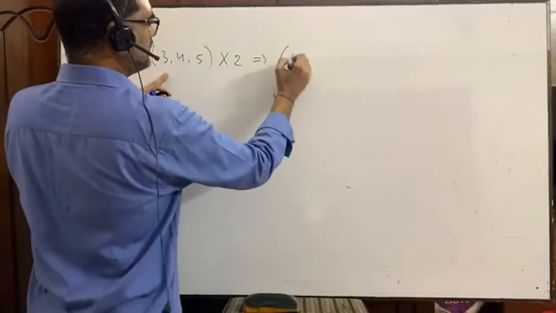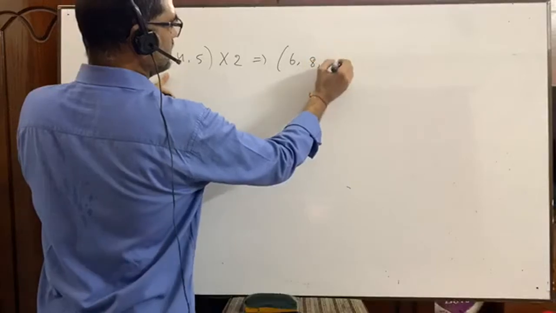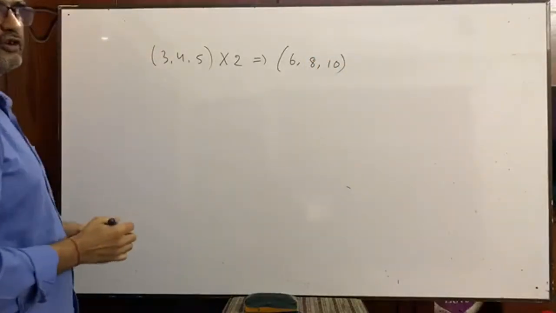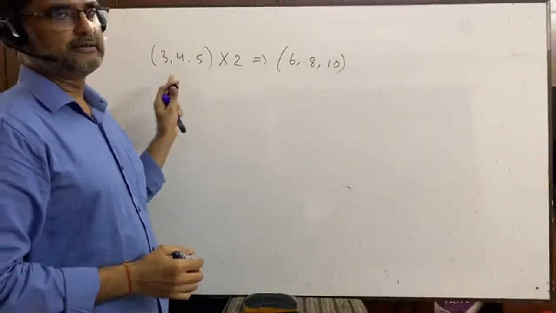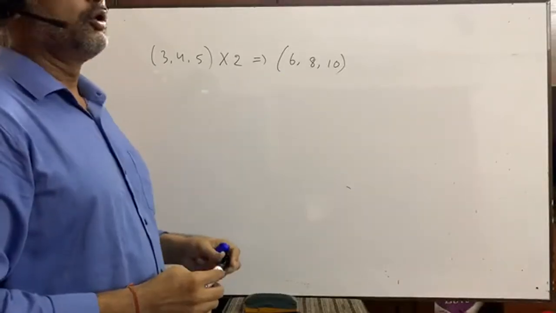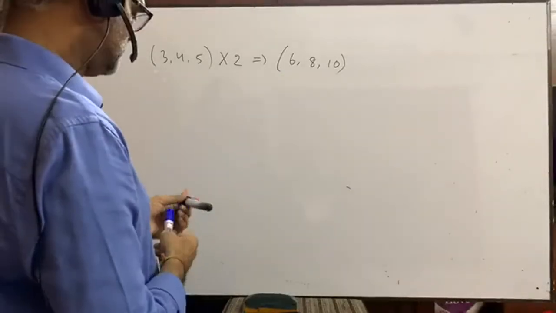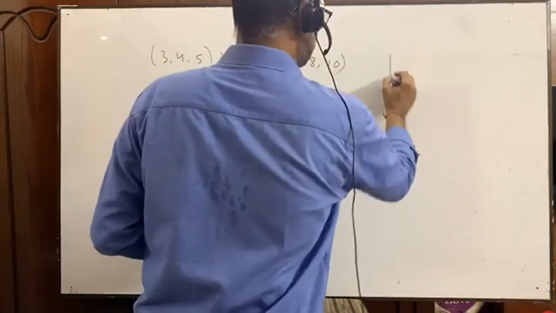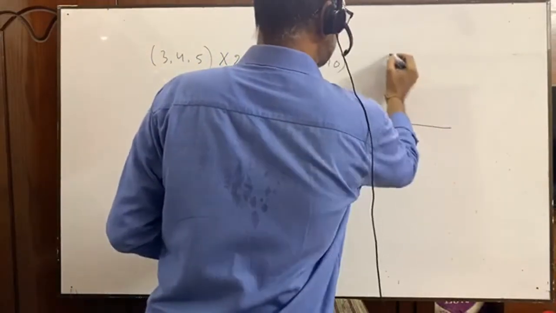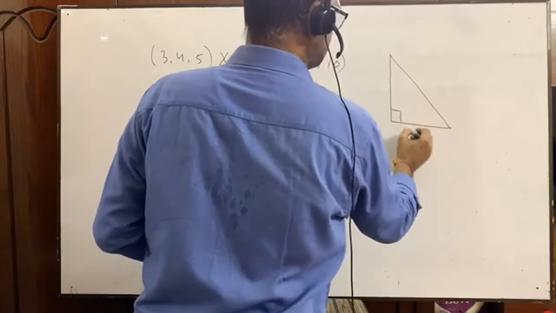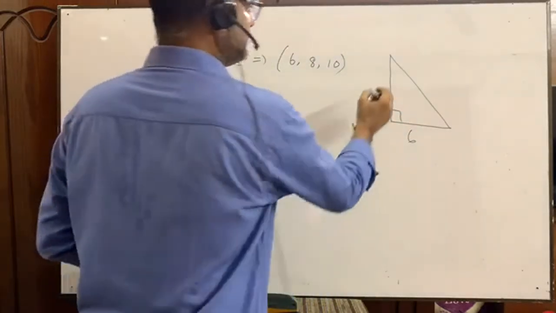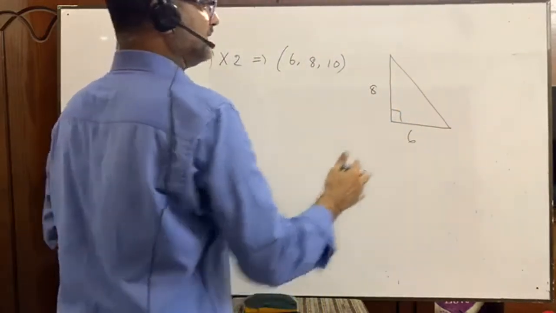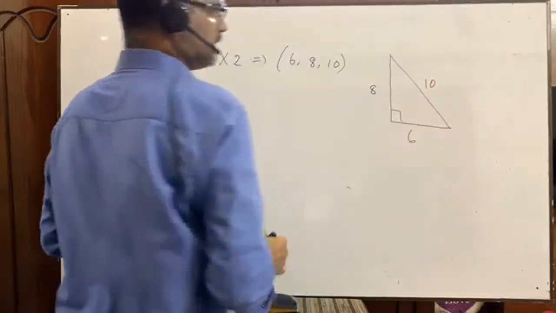It will be 6, 8, 10, right? It is not prime, because 2 can be taken common from all the 3 points. It is not a prime point. That means, suppose this is 6 centimeter, this is 8 centimeter, it means it will be 10 centimeter.